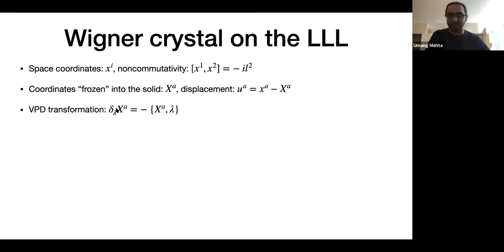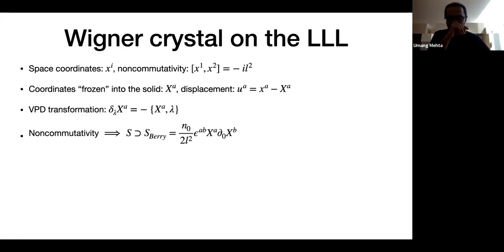Under a volume preserving transformation, X^A transforms as scalars, so simply by a Lie derivative. The non-commutativity of spacetime implies that the action must contain a Berry phase term, which looks like X^A times the time derivative of X^B with an epsilon_AB.